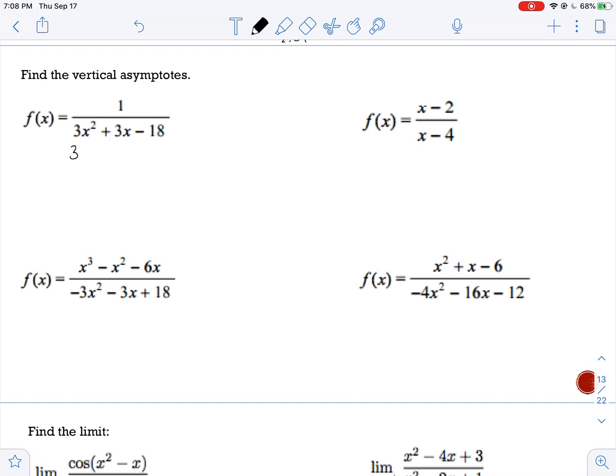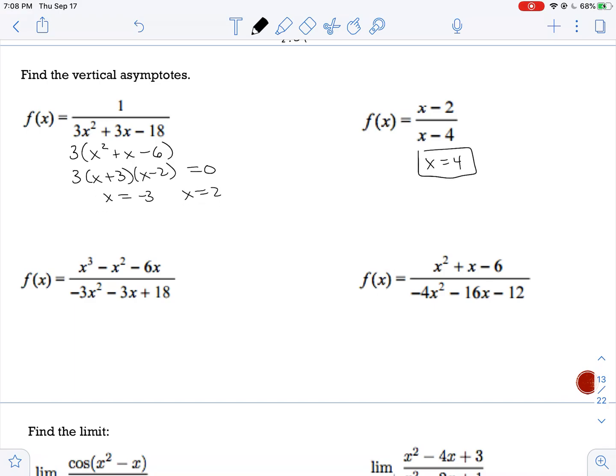So let's go ahead and find some vertical asymptotes. If I wanted to find the vertical asymptote for the first one, remember, it's when the denominator equals 0 and it's not a hole. So I'm going to factor out 3. And then if I factor this, I would get (x plus 3)(x minus 2). And so where does the denominator equal 0? Well, it equals 0 at negative 3 and 2, so those would be the vertical asymptotes for that graph.